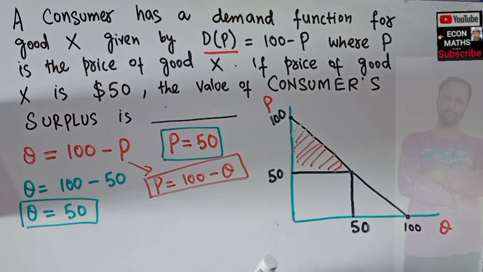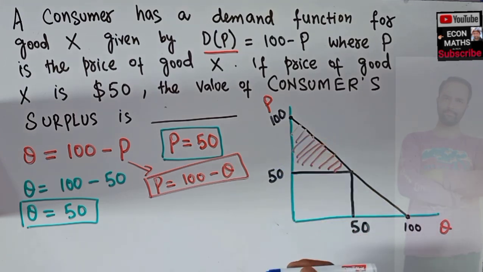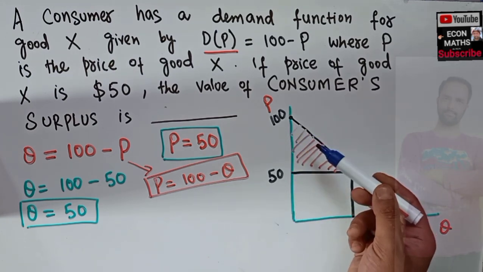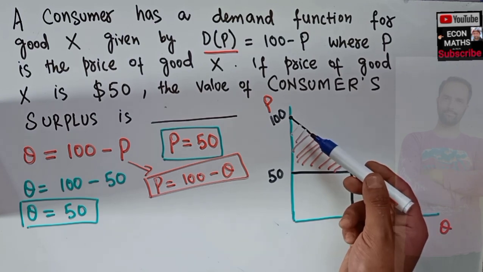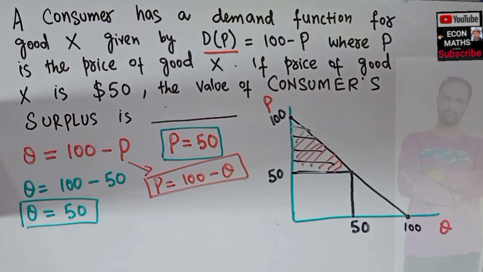And simply, what is consumer surplus? It is the area which is above the market price or equilibrium price and below the demand curve. So the area which lies above the market price and below the demand curve denotes the consumer surplus. And here consumer surplus is simple.